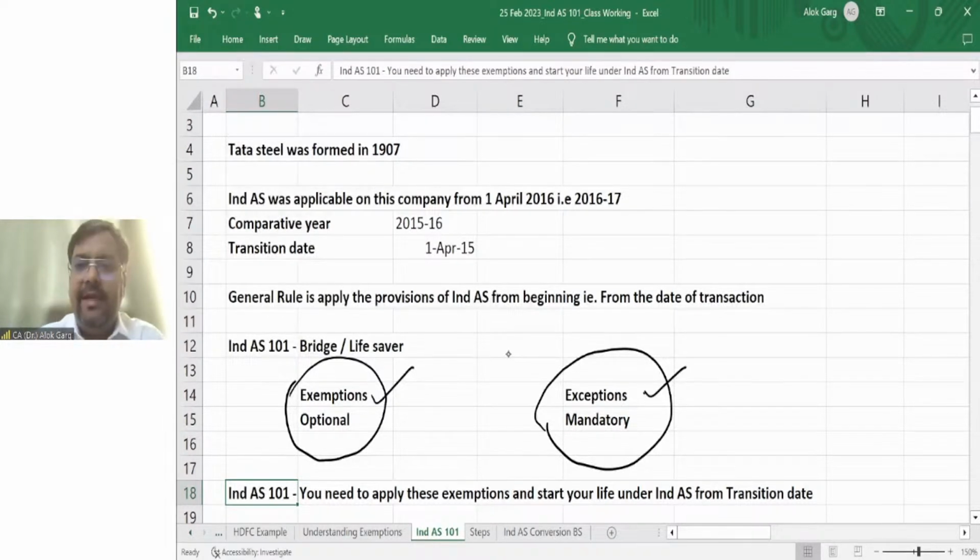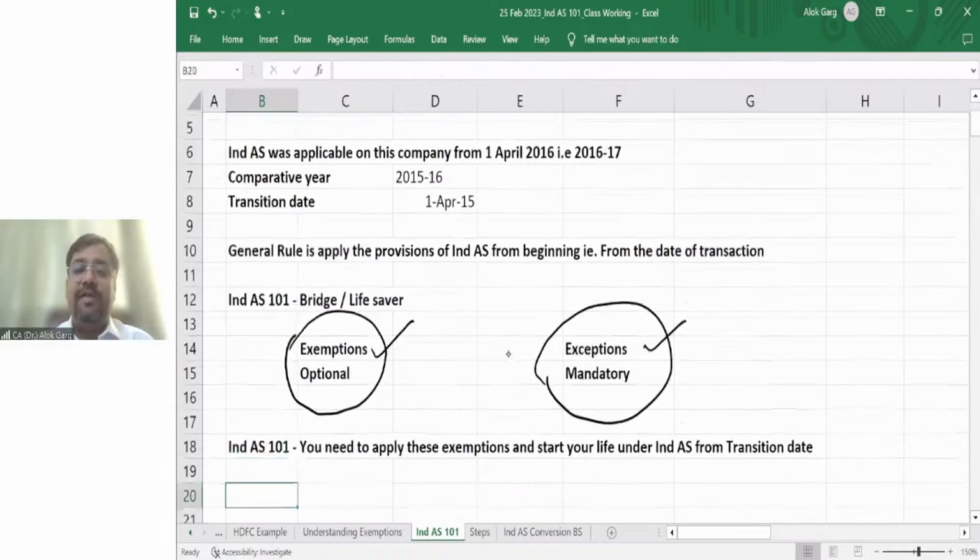Any company which is moving from IGAP to Ind AS has to apply some relaxations on a mandatory basis. But there are some exemptions which are on an optional basis. So there are 7 mandatory exceptions and there are 14-15 optional exemptions, right? These are the rules given in the standard. Wherever it is mandatory, it is a rule. Wherever it is optional, it is up to your choice, right? It is up to you.